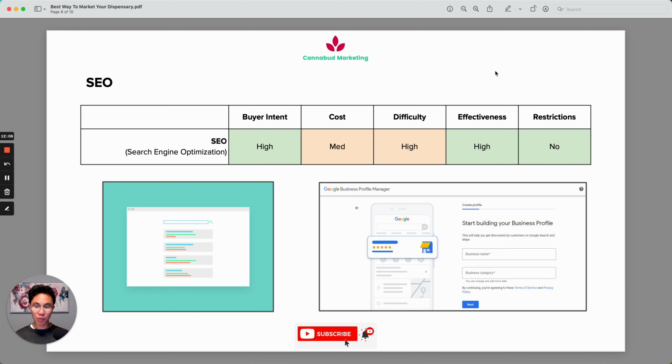Now, last but not least, my personal favorite is SEO. The reason for this is because the buyer intent is super, super high. I should put this as super high and put this all over the place, right? But think about how you go about looking at brick and mortar businesses. You type in restaurant near me.